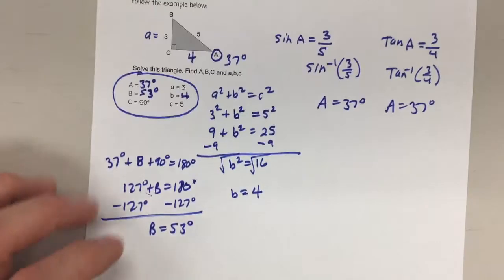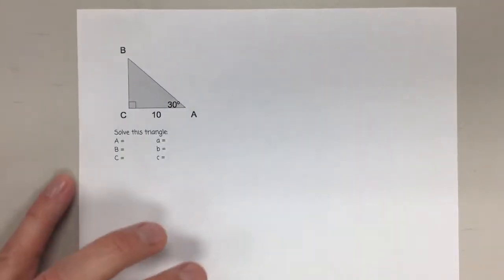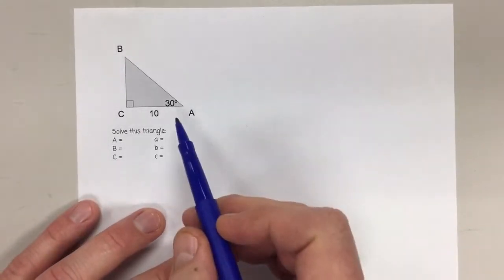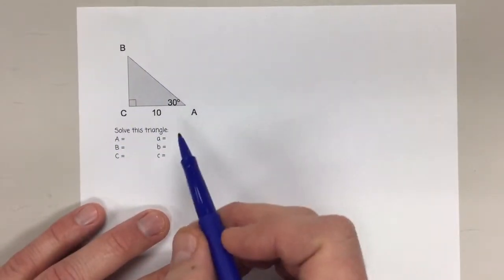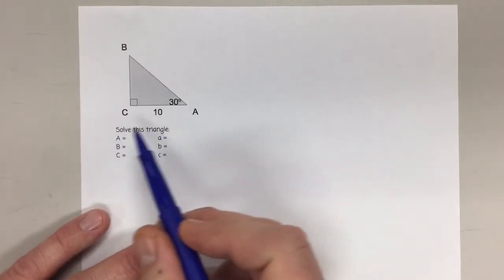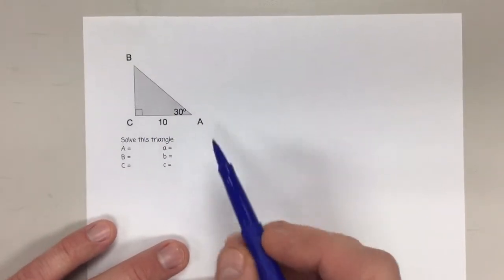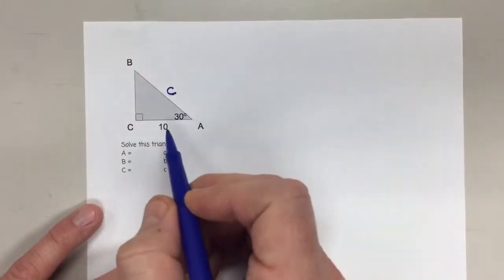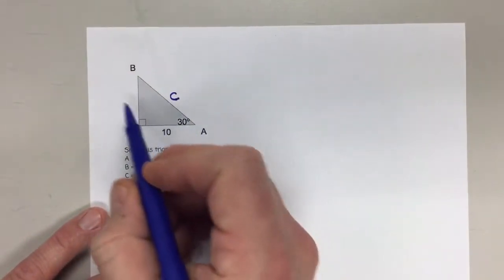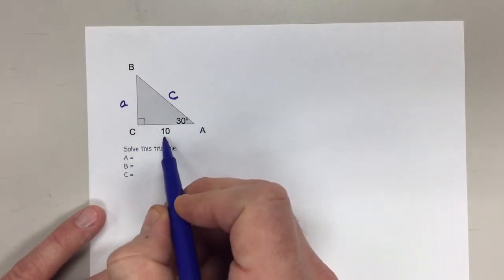So let's try a second example. This is on the back of your notes. So here's my triangle. I've given you a prompt here for the 6 values you've got to find. Notice that I didn't write in the sides, so you should do that. So C is here, that's lowercase c. Lowercase a would be on this side because it's opposite of A, and this would be lowercase b.